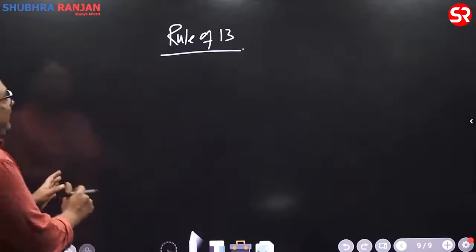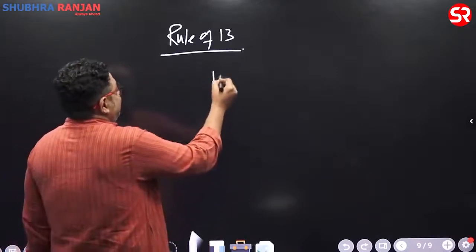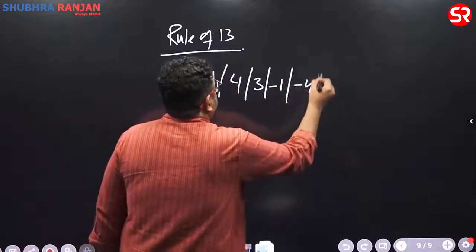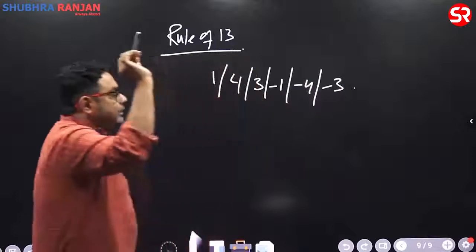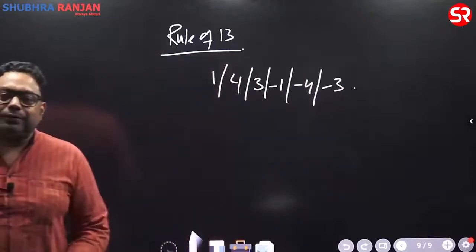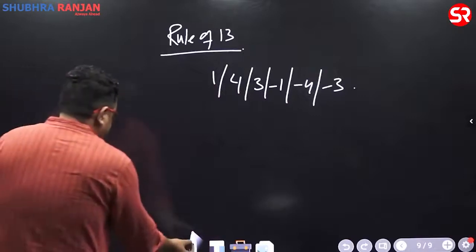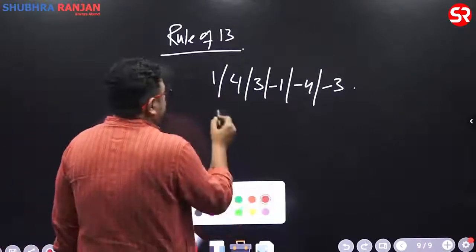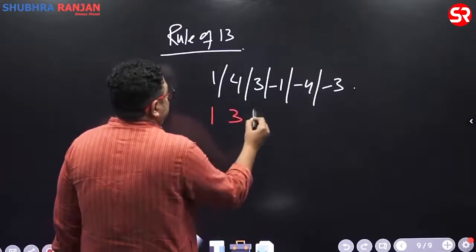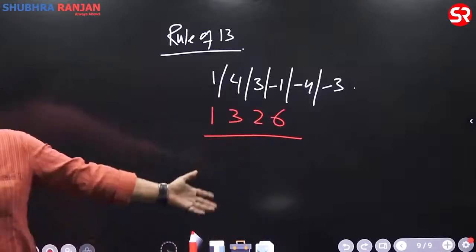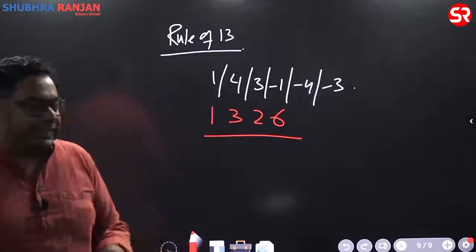So the rule of 13. Guys, see this. 1, 4, 3, minus 1, minus 4, minus 3. Remember the series. You know the series, you know the result, right? For example, I say, is the number 1, 3, 2, 6 exactly divisible by 13? So you write the number like this, right? Please write the number like this.